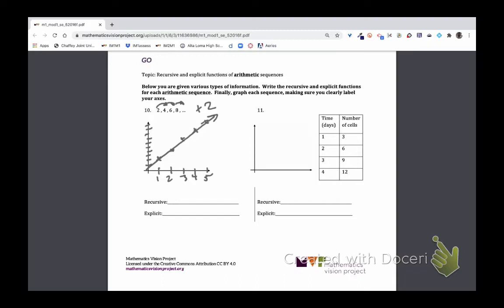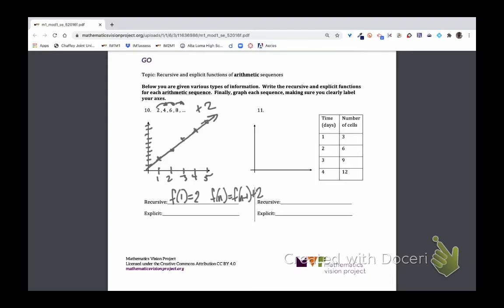So for the recursive equation, again, we want to say where we started. Our step 1 was 2. Then every step after that, we took the step right before and added 2. Okay.